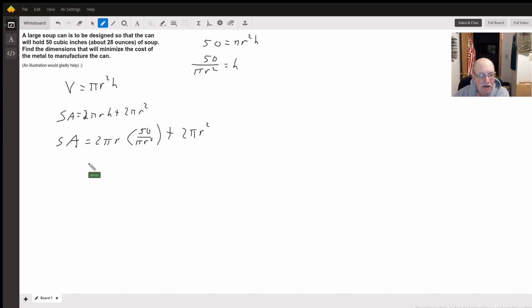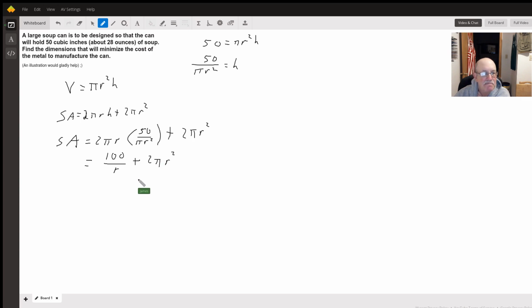So now we want to rewrite this, and we got 2 times 50 is 100. Our pi's cancel out here, and then I'm going to get r in the denominator here. Oops, it's not equals. That's going to be plus 2 pi r squared.